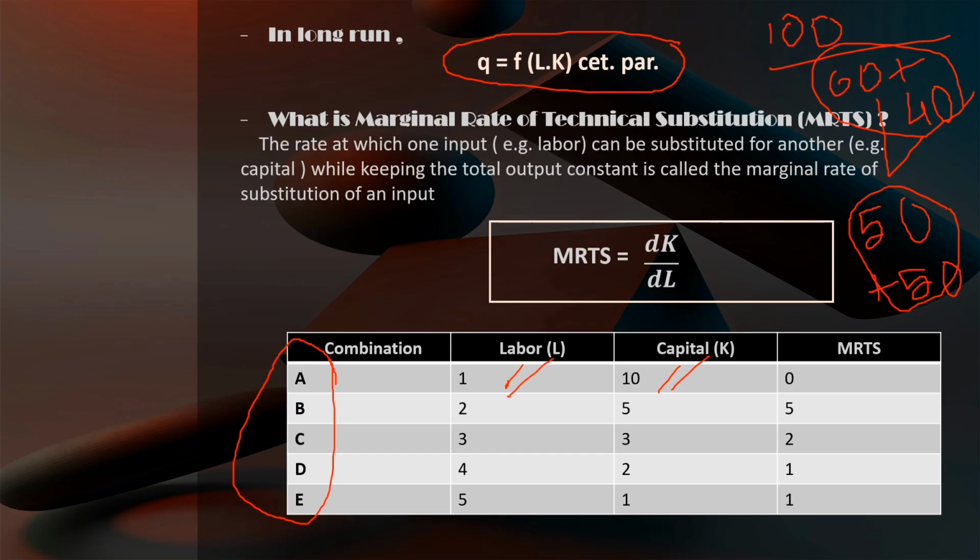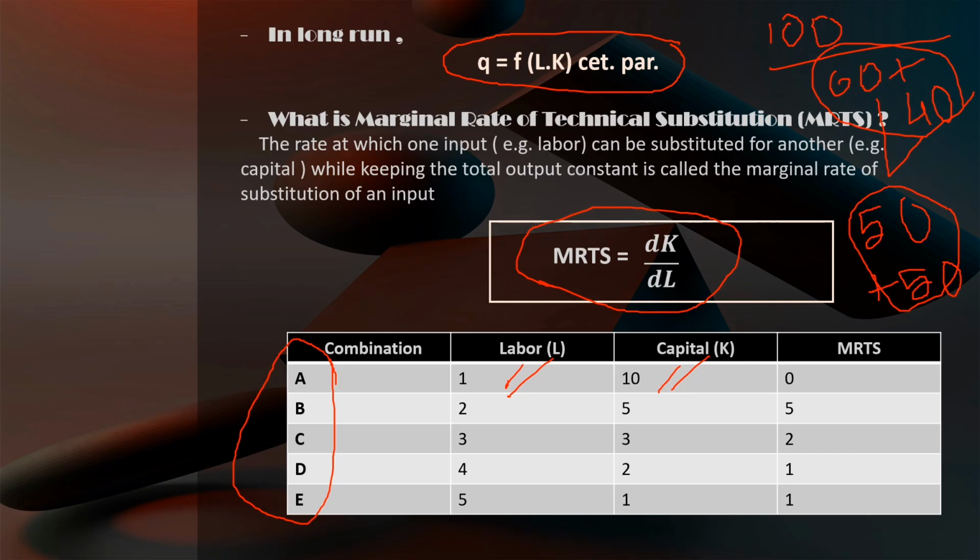And as we progress downwards, we see the units of labor is increasing and the unit of capital is decreasing. That is, we're swapping capital for labor, right? So MRTS can be described as the ratio of the change of K to the change of L. Let's see it right here, all right?